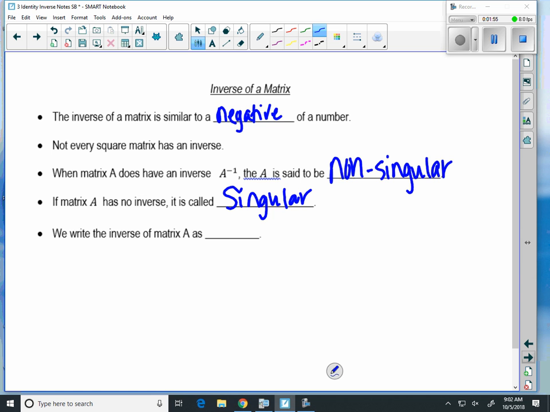We write the inverse of a matrix A as A to the negative first. Okay, A to the negative first. That's how we'll indicate that we have an inverse of a matrix. So if I say matrix A is this, you'll say matrix A to the negative first. I just call it A inverse usually.